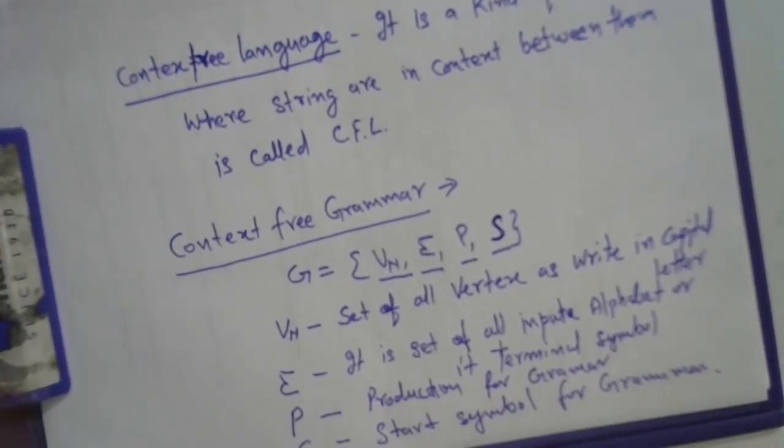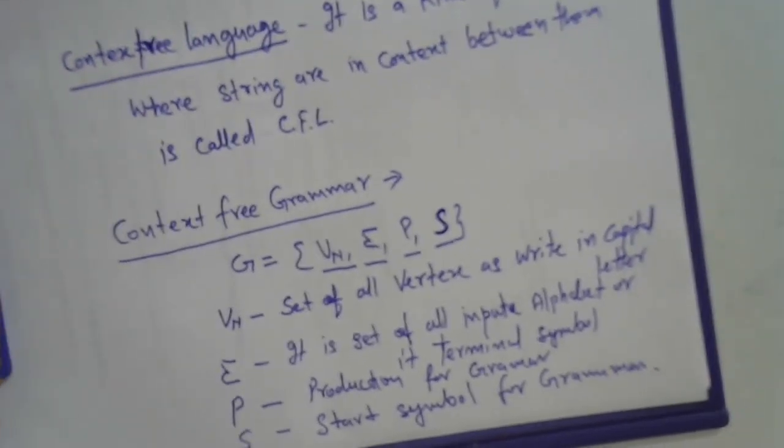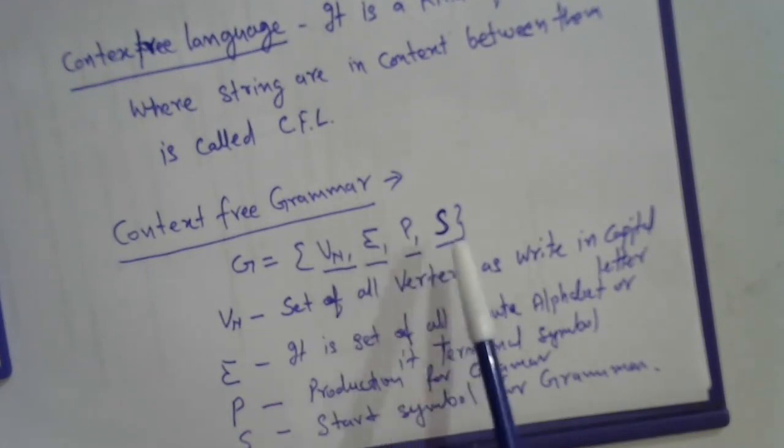That is basically how to represent the context-free grammar in symbolic form. G is a collection of four tuples: V is a set of variables, sigma is a set of terminal alphabets, P is a production rule set, and S is the start symbol.